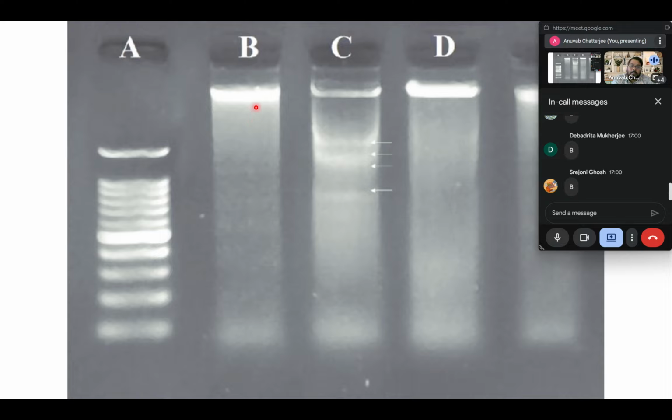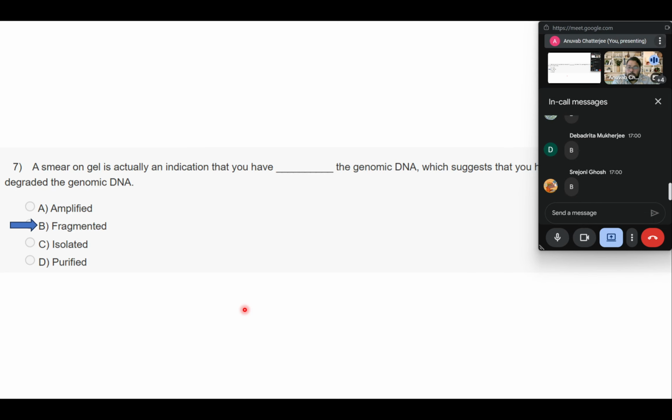But essentially, a hue on the gel like this would mean that your DNA is degrading, and that smaller and smaller fragments are chipping off from it. So that is why you have a big band and then smaller fragments running all over the gel. A smear on the gel is an indication that you have fragmented genomic material.